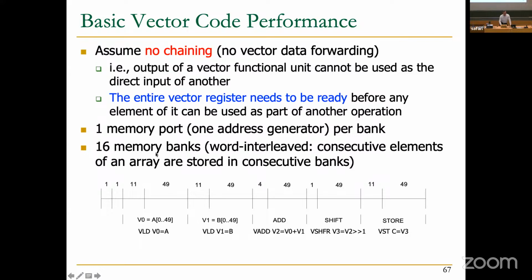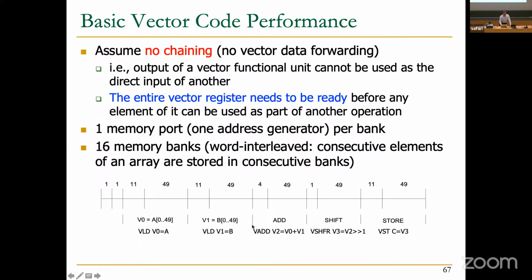And because we have only 1 memory port, we cannot start the next load concurrently, because all of these banks are now busy servicing the elements for this vector load, right? So the next vector load can start at this point. I guess you could potentially schedule it a bit earlier, but I'm making it a little bit easier over here to analyze. Basically, the first element of the next vector load comes after 11 cycles, and the consecutive elements come after 49 cycles.